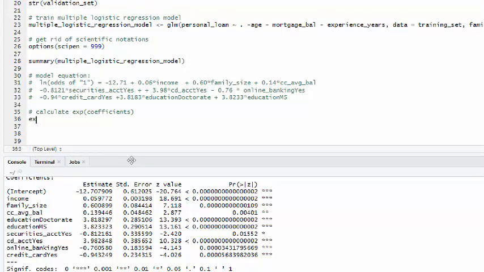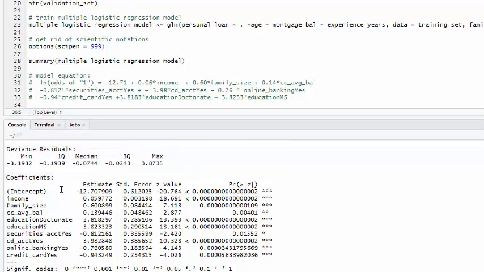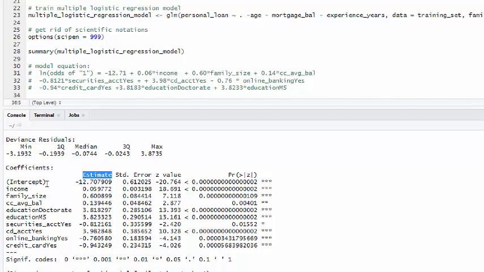So EXP, just like in Excel, stands for exponent in R as well. And what am I calculating? Exponent of what? Well, my model has coefficients. So here is my model summary, right there. What I'm interested in is computing e to the power of these coefficients right here.